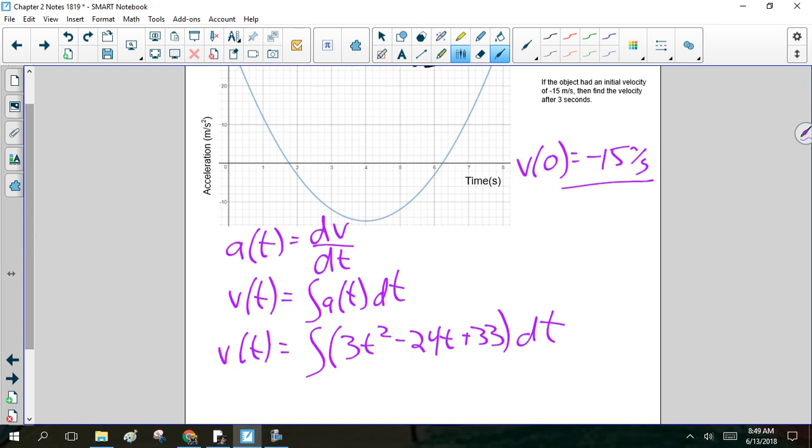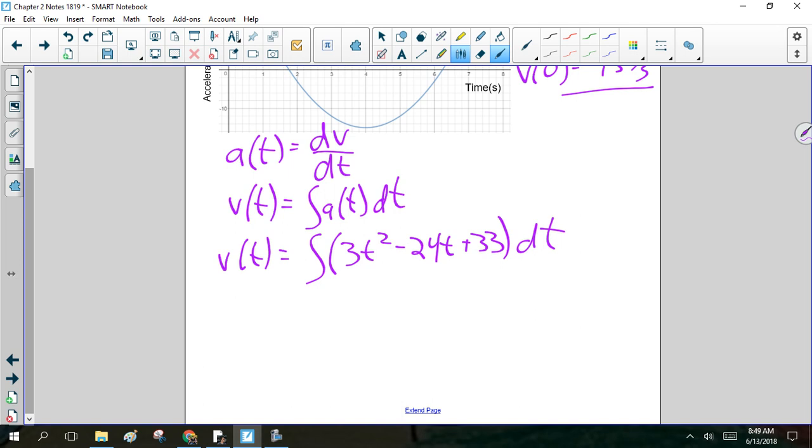So let's go down here. We've got to take our integral. The integral of 3t squared is t cubed, because if you take the derivative of that, you get 3t squared. So this is v of t equals t cubed. The integral of negative 24t is negative 12t squared, because if you take the derivative of that, it gives you negative 24t. And then plus 33t. And then we don't know our bounds, so I've got to add plus c.